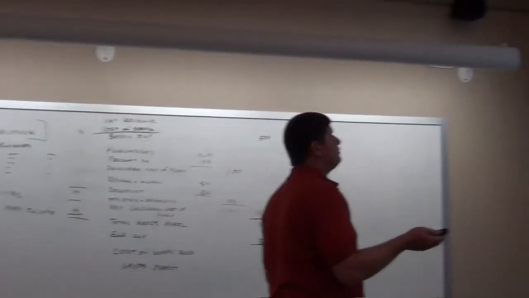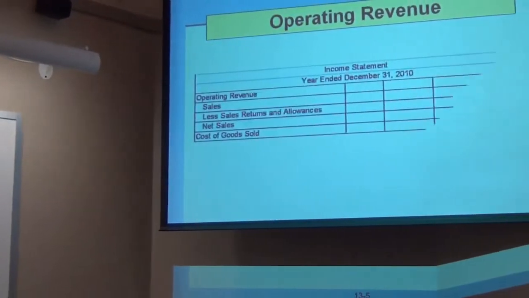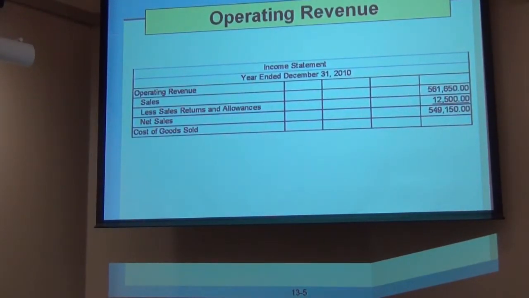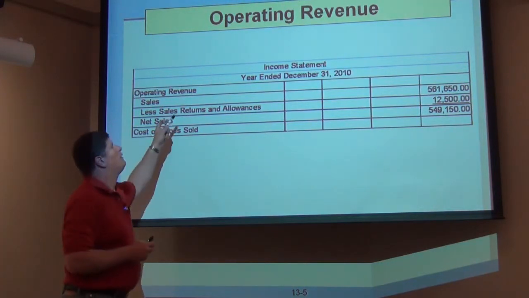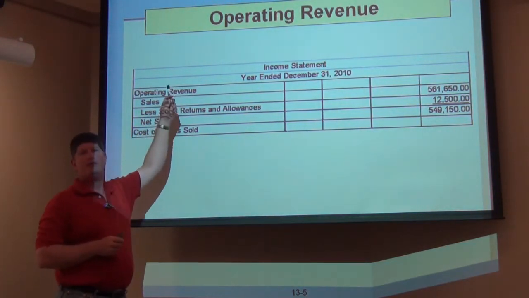Okay, single step is the one we used to do. Revenue minus expenses equals net income. Okay, here we go. Multi-step. We have a header, operating revenue.